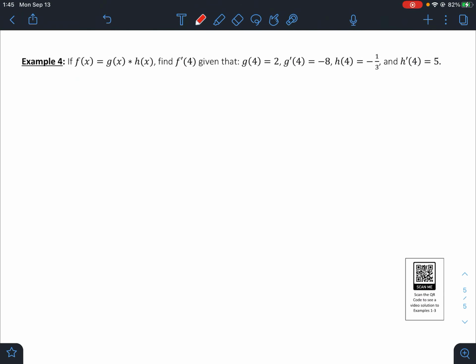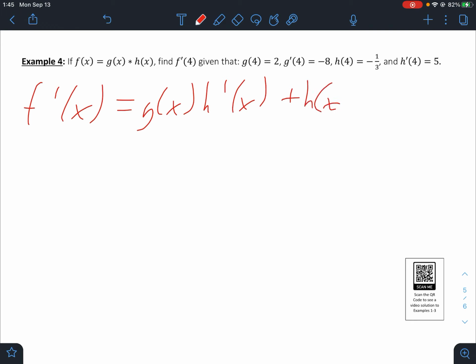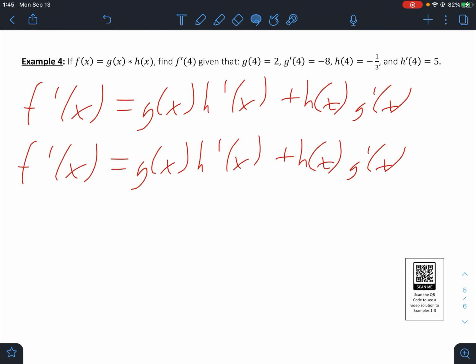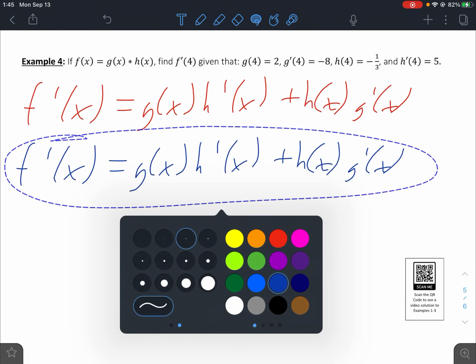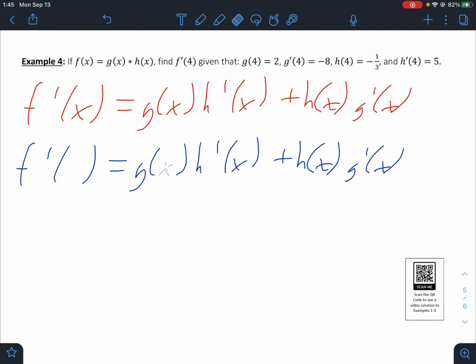All right, the last one says if f equals g times h, find f prime of 4. So let's start by finding f prime of x. That would be g times h prime plus h times g prime, right? So if I want to find f prime of 4, I'm just going to replace all those x's with 4's.